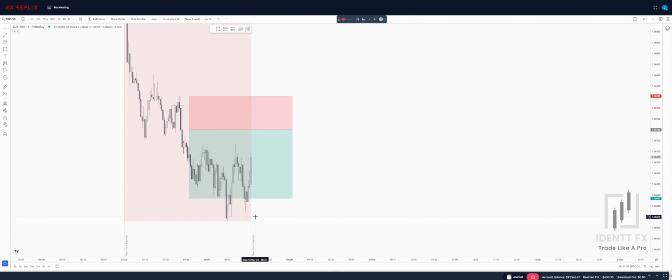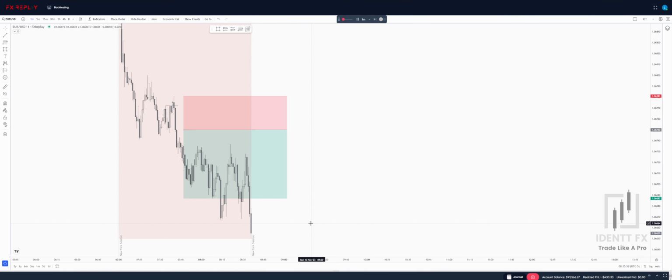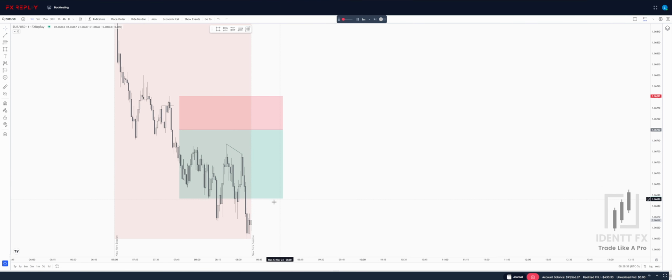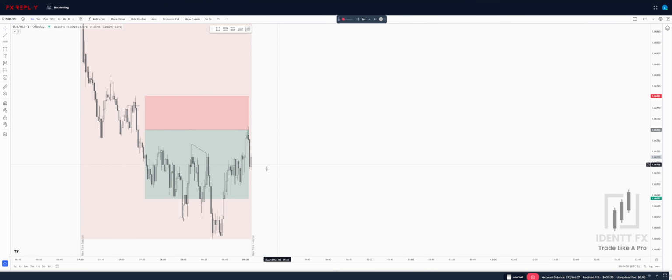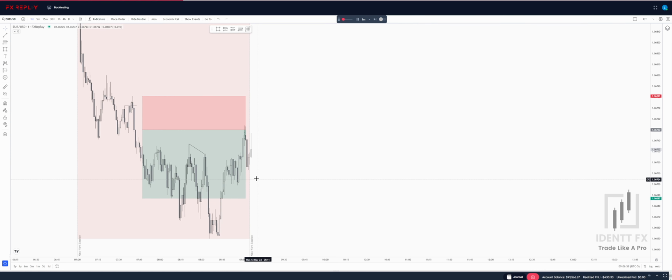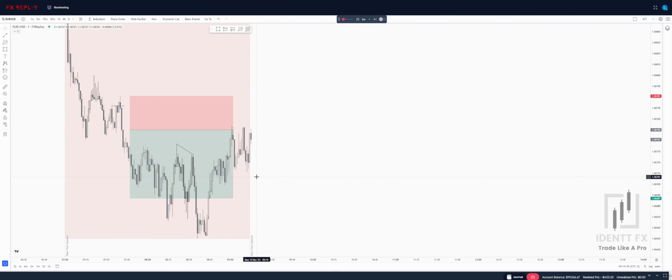Let's see if we actually displace to the downside through these lows. We do, but unfortunately, we set up relative equal highs right here. So this is not a valid continuation model entry. And now it seems like the market is starting to reverse. We breached through all of these highs with displacement. I want to see a bit more follow through to the upside.